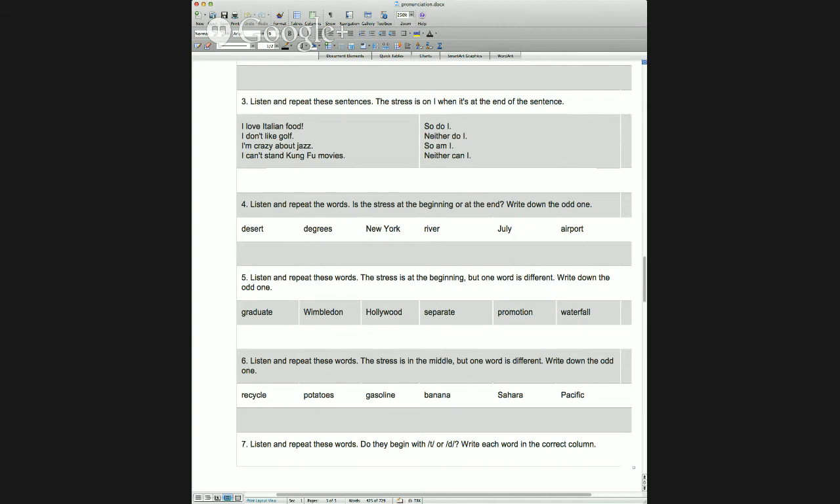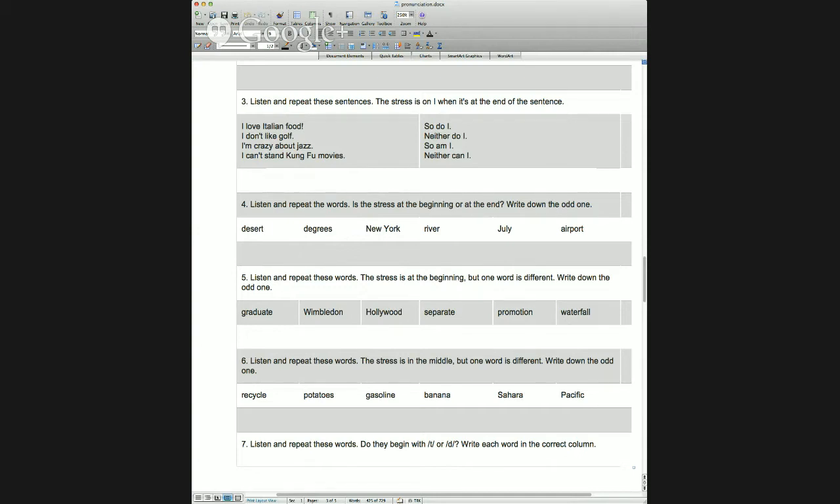So why don't you repeat after me? So do I. So do I. Good. Neither do I. Neither do I. So am I. So am I. Good. And neither can I. Neither can I. Okay. Good. Right? So we're really emphasizing this I at the end of the sentence.